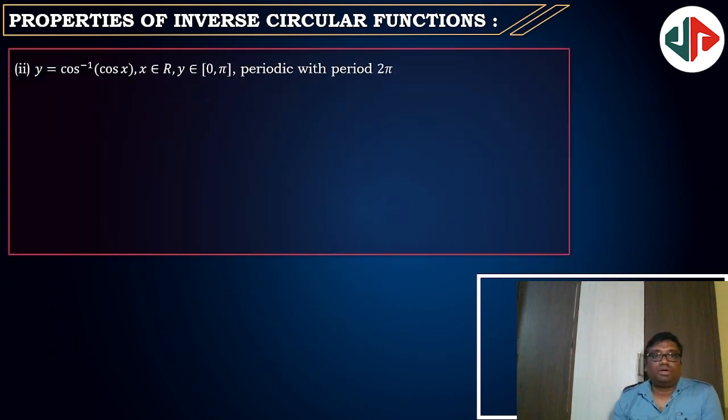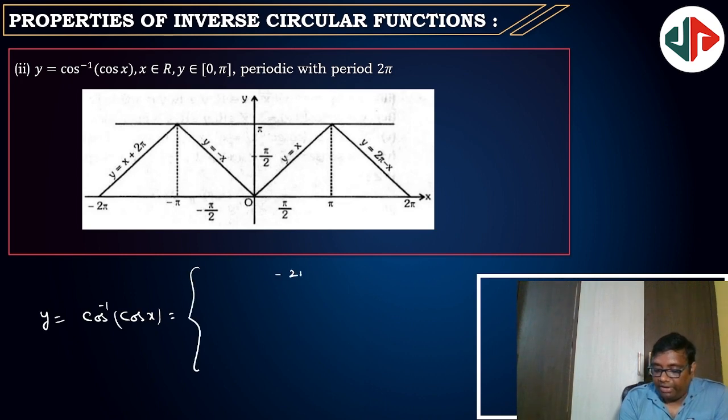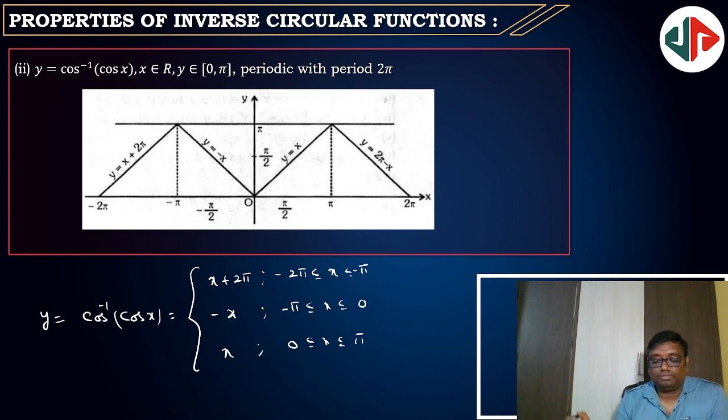In the same manner, the cos function also. Y is equal to cos inverse of cos x. The same condition applies here also. If we consider when x value lies between minus 2 pi to plus 2 pi, minus pi, then this value is always equal to x plus 2 pi. When x is lying between minus pi to 0, this is minus x. 0 less than or equal to x less than or equal to pi means x.